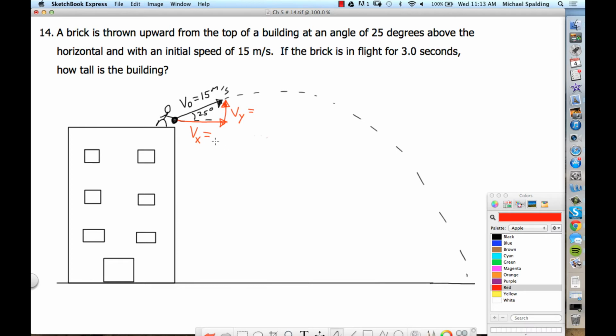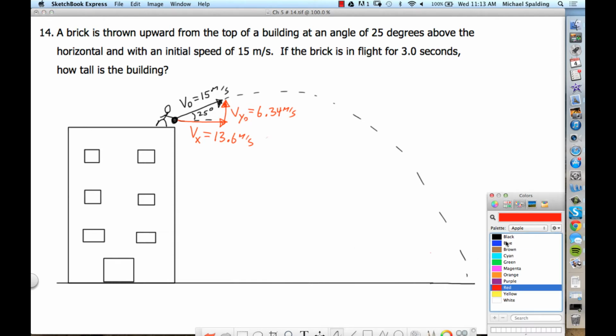Okay, so the initial x velocity is 13.6 meters per second. All right, the initial y velocity, so this is going to be sine 25 times 15. So when you punch that into your calculator, you get 6.34. This is 6.34 meters per second. That's the starting y velocity.